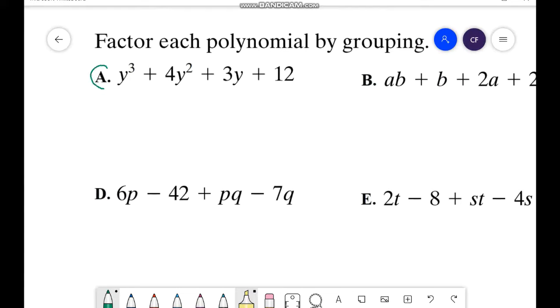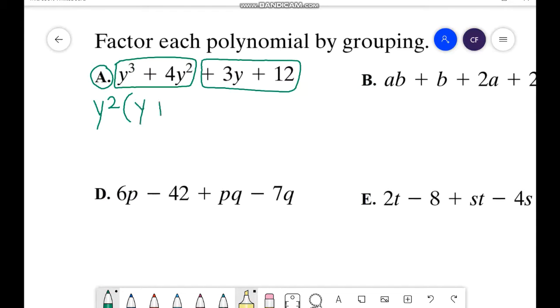Letter A is not too hard, but the last 2 questions have a trick, okay? So the first one, you can factor out y squared, split in 2 pairs, right? And the first one, you can factor out y squared times y plus 4. And the second pair, you can factor out 3. And this is going to be y plus 4.